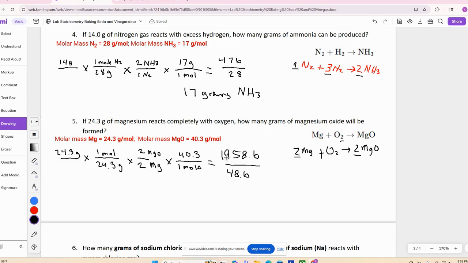48.6. And now if we do that, 1,958.6 divided by 48.6, let's see what we get. 1,958.6 divided by 48.6 equals 40.3 grams of magnesium oxide.